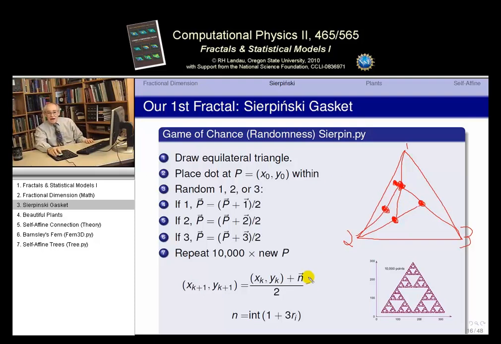If you wanted to write an algorithm for this, we could just say the new point, x_{k+1}, y_{k+1}, is our previous point plus an integer n, a random integer 1, 2, or 3, divided by 2. That's how you make it random. So this is the algorithm, and this produces this gasket. This is a fractal, as we'll see shortly in different ways. Very interesting. So let's look at the next one.